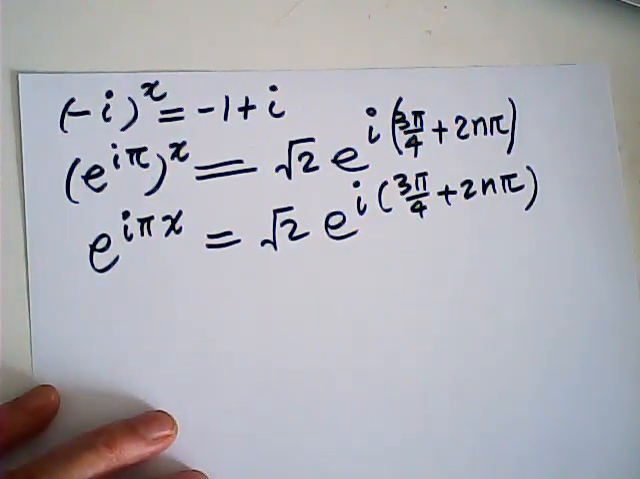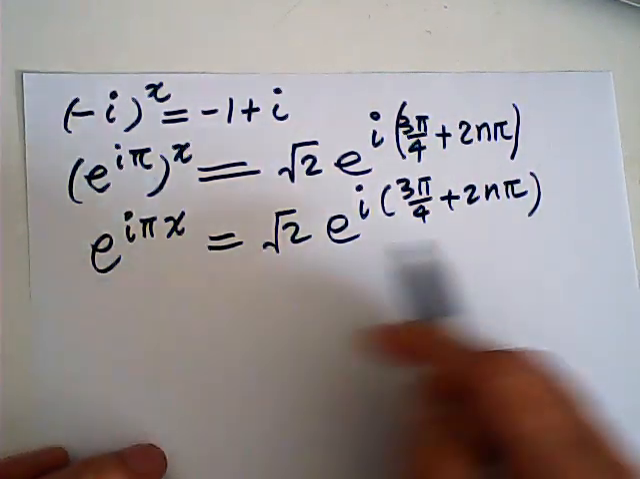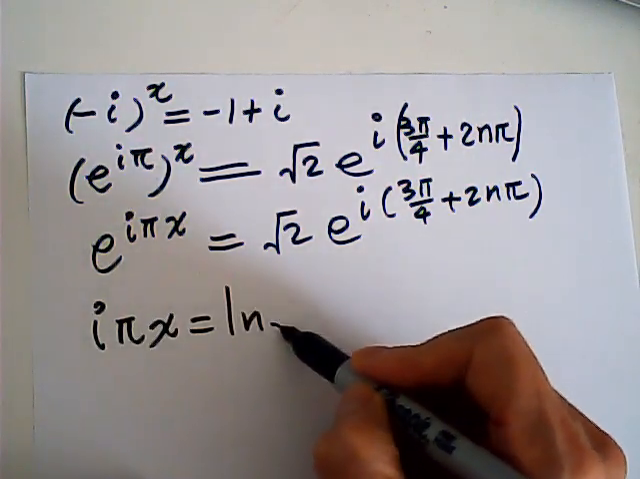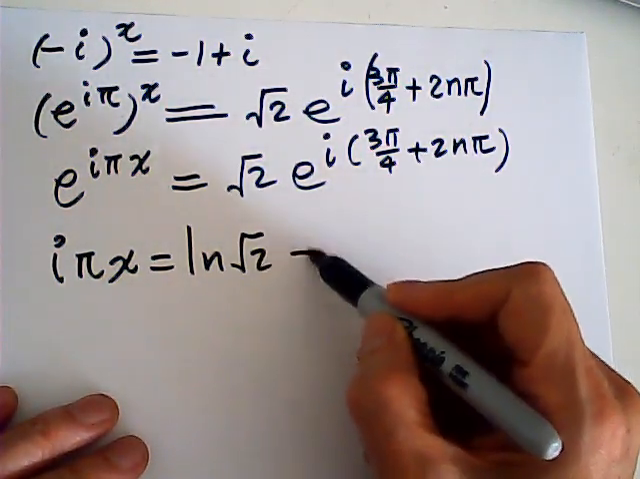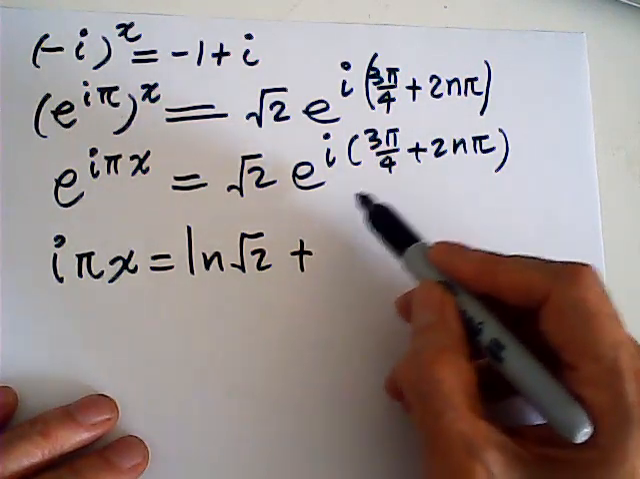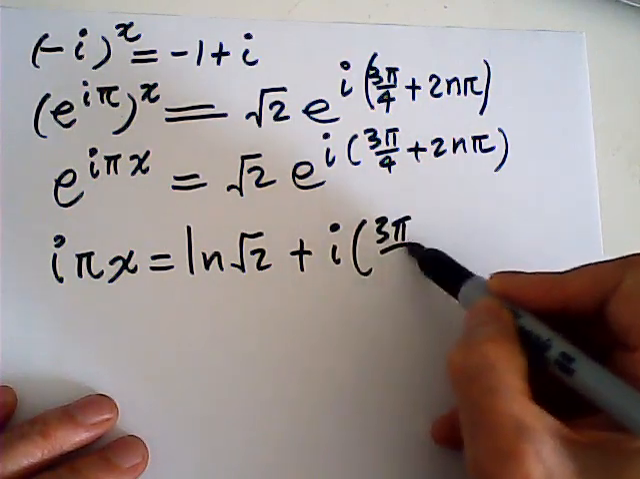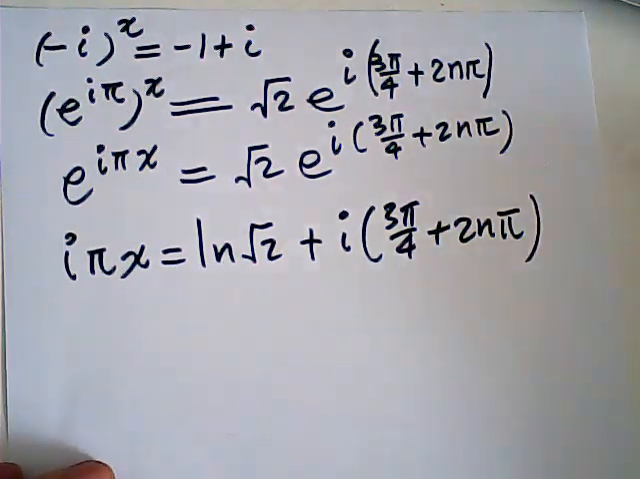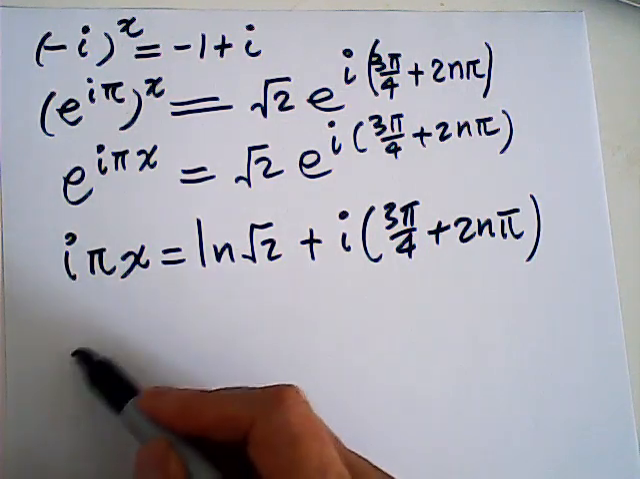Okay, we are looking for x, right? So we take log of both sides. So i x is equal to log square root 2. Take log, it means adding, right? Adding this log. This log is i, 3 pi over 4 plus 2n pi. Okay, good. Then we divide by i pi, you get x, right?